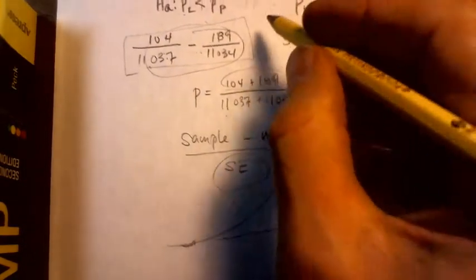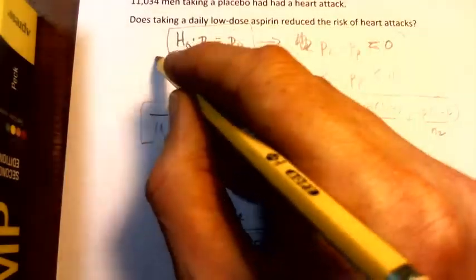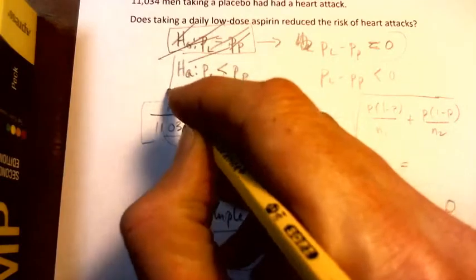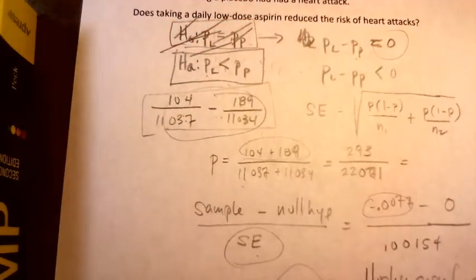There is lots of evidence to reject the null hypothesis. In other words, there's lots of evidence to say that the alternative hypothesis is true and that a daily low dose of aspirin actually helps people have fewer heart attacks. All right, thank you very much.